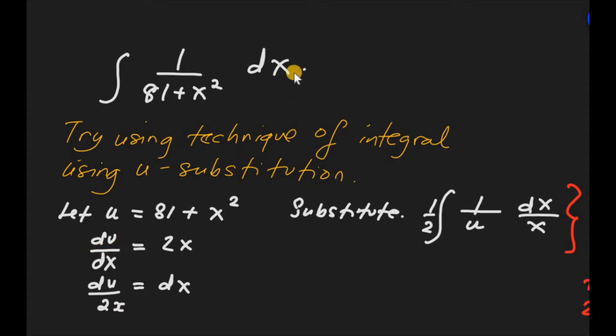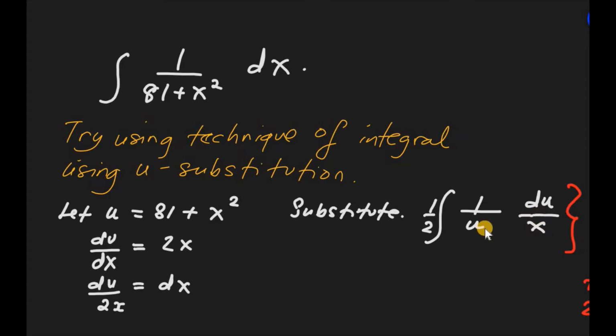To replace the dx and get the du, we need to differentiate. du/dx, and here the derivative of 81 plus x squared is 0 plus 2x. So as we rearrange it, the dx becomes du over 2x, and then we substitute. So 1 over u, dx. What is the dx? Let's replace it. dx is actually du over 2x. Let's bring the 2 up front, it's a constant. And here we have x.